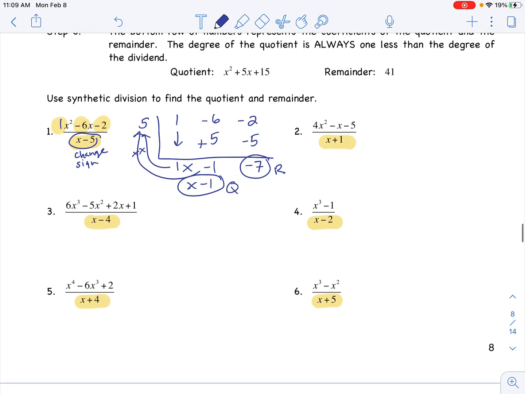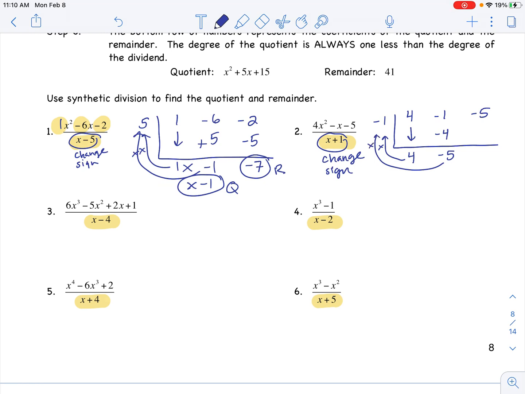Okay, I'll do one more with you. So for number 2, remember, change the sign. Becomes negative 1. Coefficients, 4, negative 1, negative 5. Bring down your first number, 4. Multiply, negative 4. Add, negative 5. Multiply, positive 5. Add, I get 0. So this one ended up having a remainder of 0. Put the x on there. 4x minus 5 is my quotient.